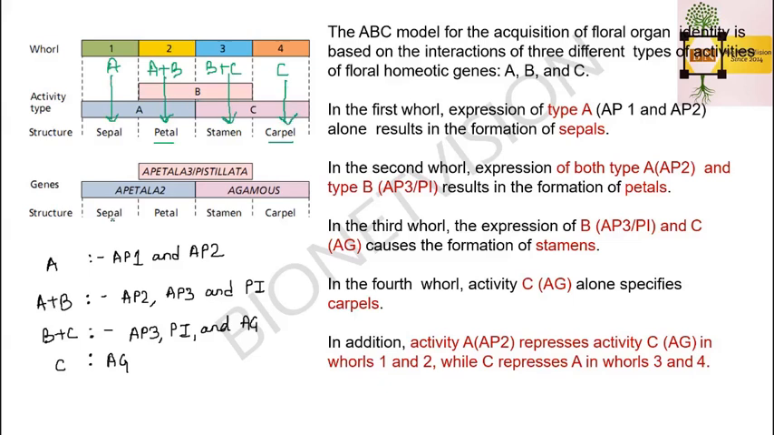The genes involved in the formation of sepal include Apetala 1 and Apetala 2. The genes involved in the formation of petals include Apetala 2, Apetala 3 and Pistillata. The genes involved in the formation of stamen include Apetala 3, Pistillata and Agamous. The genes involved in the formation of carpels include Agamous. This is very important to know about the wild type phenotype.